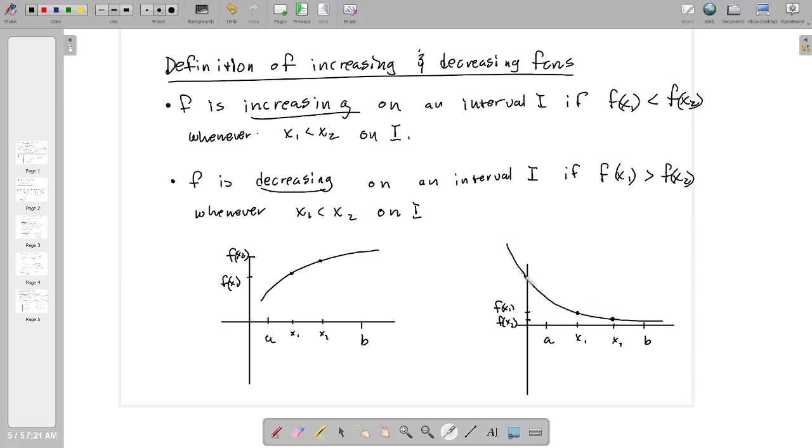And we say that it's decreasing on the entire interval I if this is true no matter what x1 and x2 are, as long as x1 is less than x2. On this interval AB, if we choose any values x1 and x2, where x1 is to the left of x2, then f of x1 will be higher than f of x2. We say that the function is decreasing.